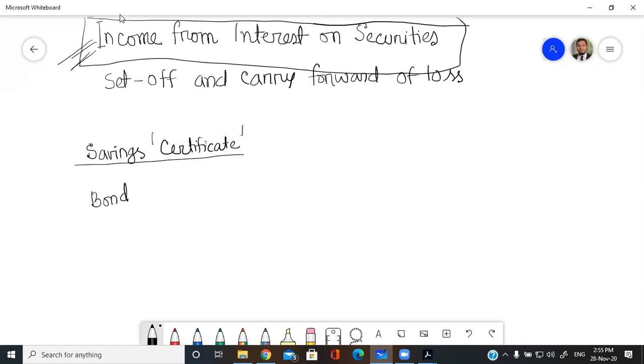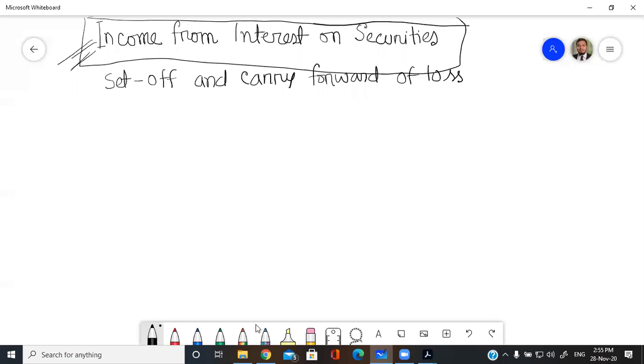You are purchasing it at a value and you can sell it. There is a fixed maturity, that is, how long it will continue. So I think you have got an idea of what kind of income will be included in the income from interest on securities. Okay. Now, the thing is, is there any tax exemption facility?